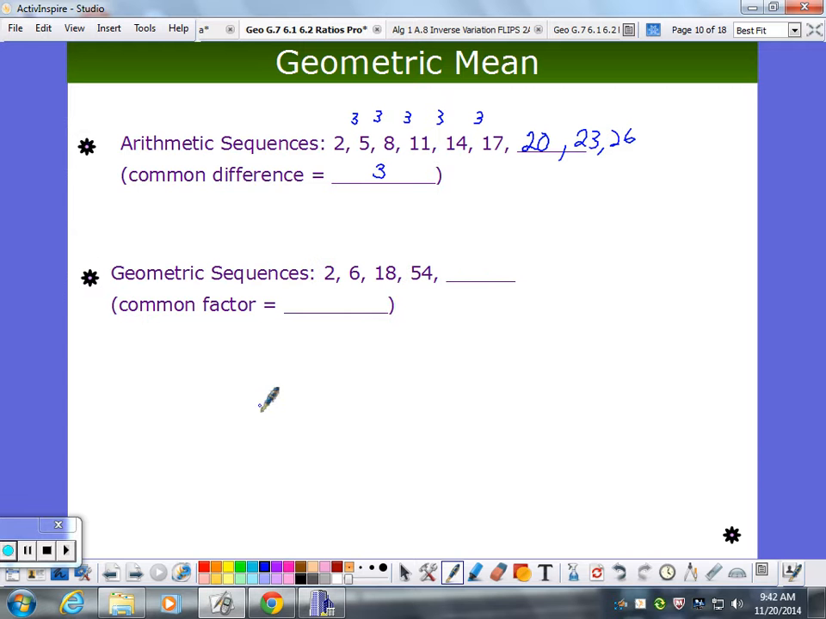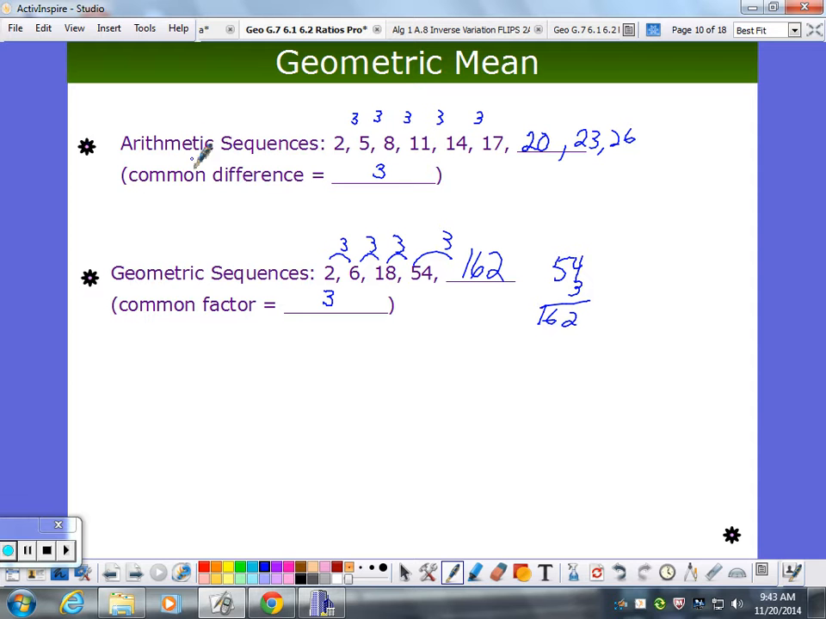Now we also have geometric sequences. Let's see if we can figure out what comes next. 2 to 6, 6 to 18, 18 to 54. Whatever 54 times 3 is, and it's 162. And so what is the common factor? Meaning, what did I multiply? 3. And so our next number in the sequence will be whatever 162 times 3 is. So we have a common factor of 3.